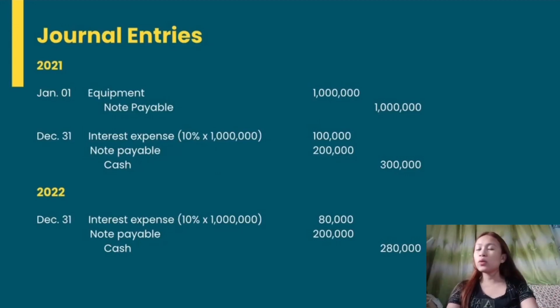For 2022, on December 31, 2022, we debited interest expense of 80,000 and note payable of 200,000, and credited cash 280,000. Getting the 80,000 is the same process as last year: 10% times 800,000. Next slide, please.